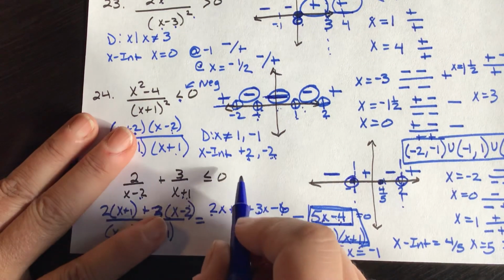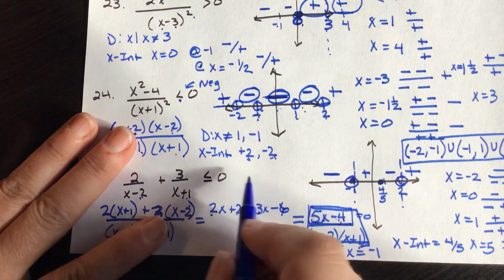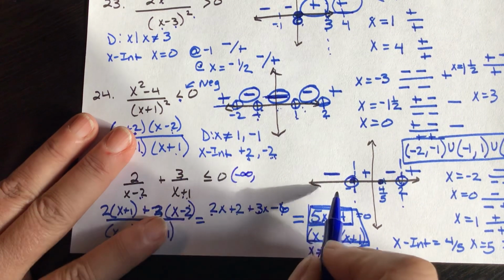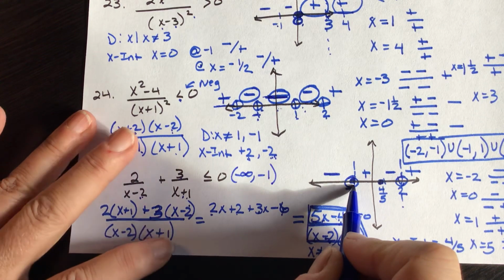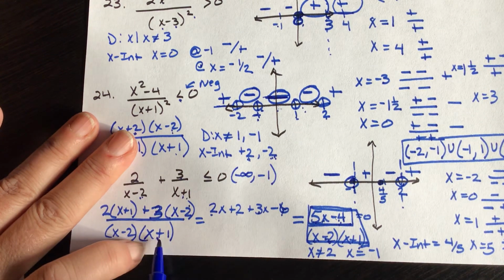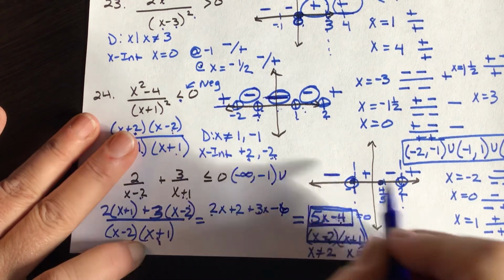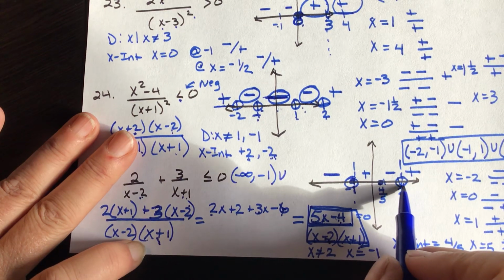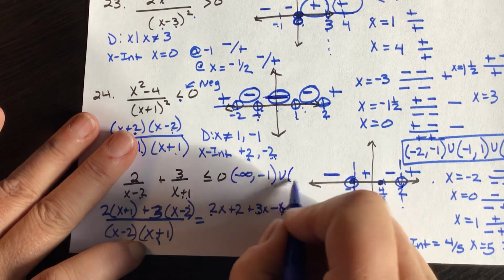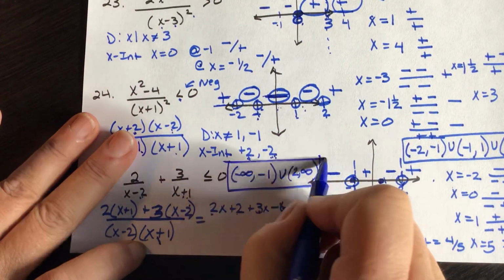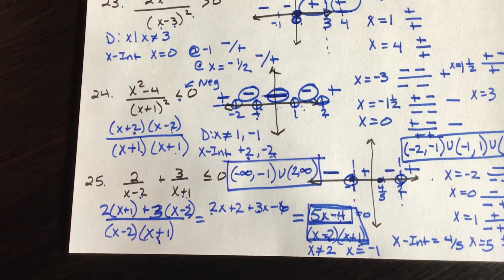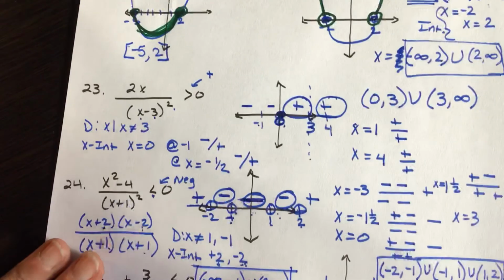So my solution set is -infinity to -1. Can't include it because it's not part of the domain. It would make the denominator 0. And the other part is from 2 to infinity. And that's the solution there. All right, that was a long one, but I hope it was worth it.